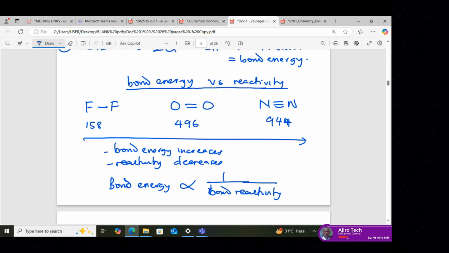When bond energy is high, fluorine is much more reactive than oxygen, and nitrogen is almost unreactive. It's just in the air, it's not reacting. The bond energy is too high. Therefore, a large amount of energy is required to break the bond. The meaning is that it will have high activation energy. You know what activation energy is? You have high activation energy because of the high bond energy. Do you get the point now? So that's about that.